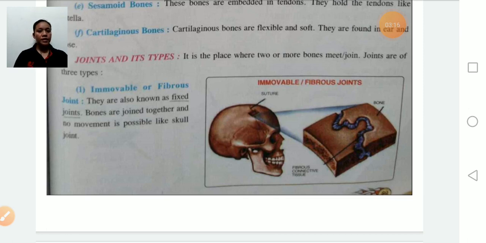Immovable joints, or we can say fibrous joints, are also known as fixed joints. In an immovable joint, no movement is possible, like in the skull joint.